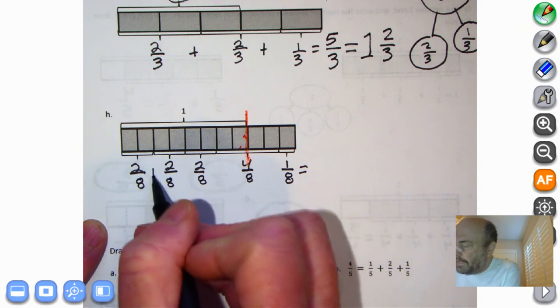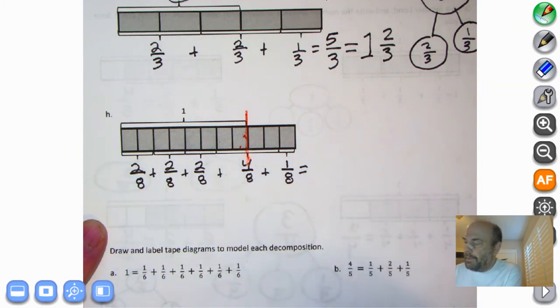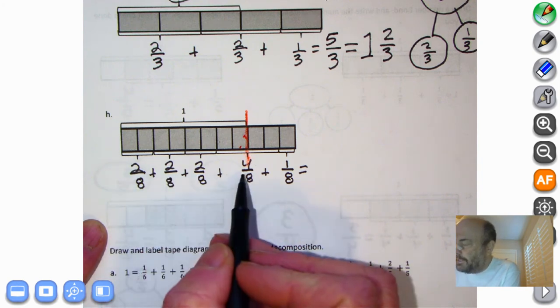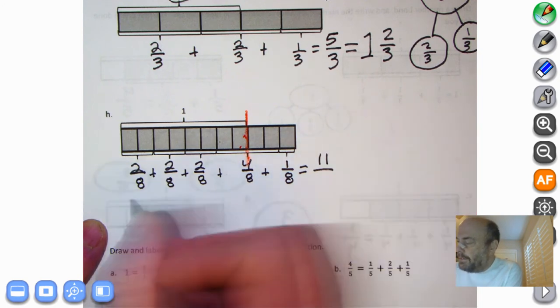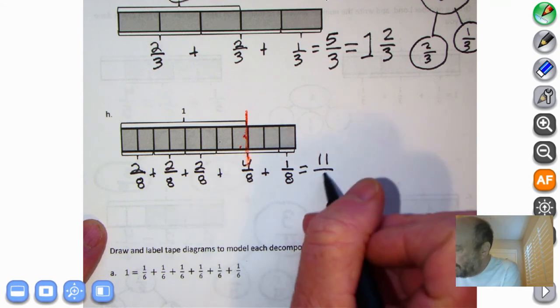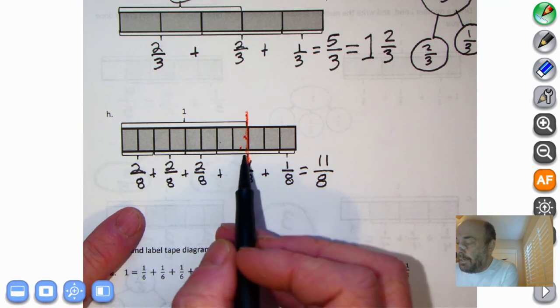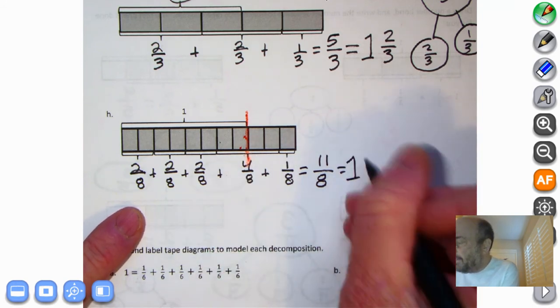We're going to add these together. Okay, let's add them up. 2 plus 2 is 4, plus another 2 is 6. 6 plus 4 is 10, plus 1 is 11. Does the denominator change? No, no, no, no. It remains at 8. So we have 11 eighths, okay? Greater than 1. You see it's like 1 and 1/8, 2 eighths, 3 eighths. So this would equal 1 and 3 eighths.